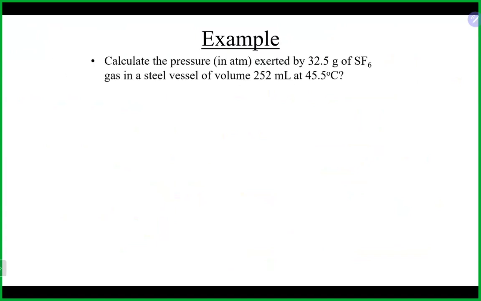Calculate the pressure exerted by 32.5 grams of SF6 gas in a steel vessel with a volume of 252 milliliters and 45.5 degrees Celsius. So sulfur 32.07, fluorine pretty much 19, we'll call it. All right, give it a go, see what you come up with.